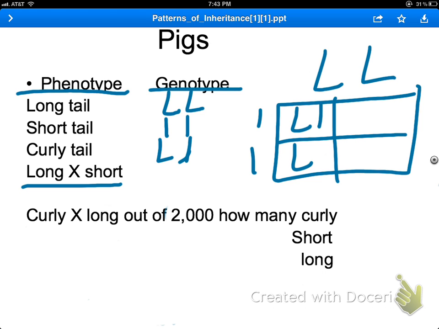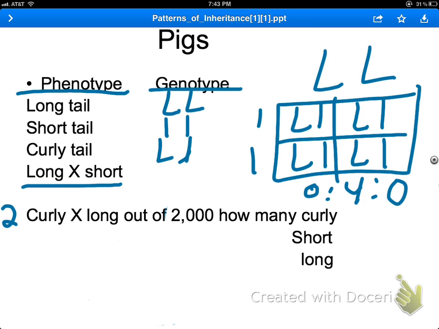When you fill in your Punnett square, you'll notice that all of the offspring have the curly tail. We would write this ratio as 0 to 4 to 0, where there are 4 curly, no long, and no short.